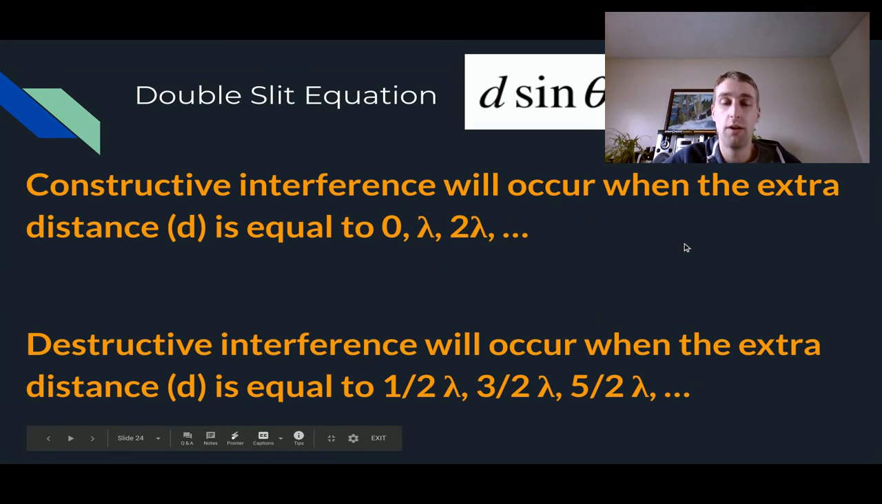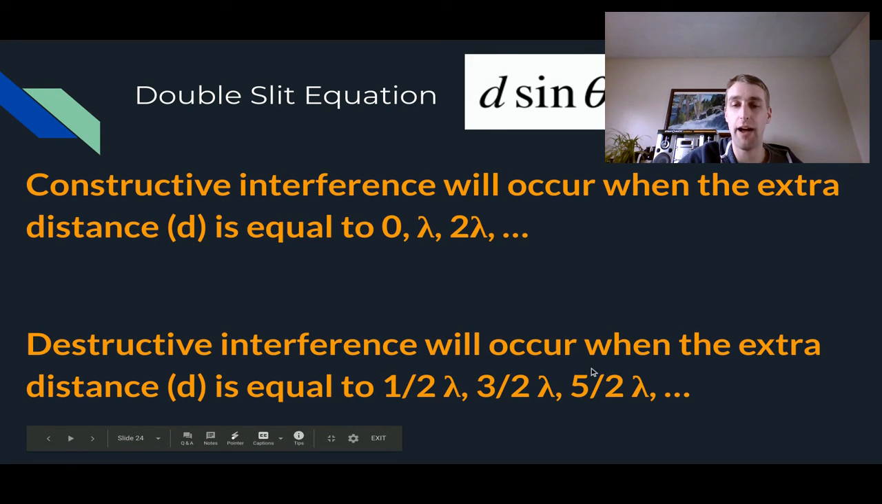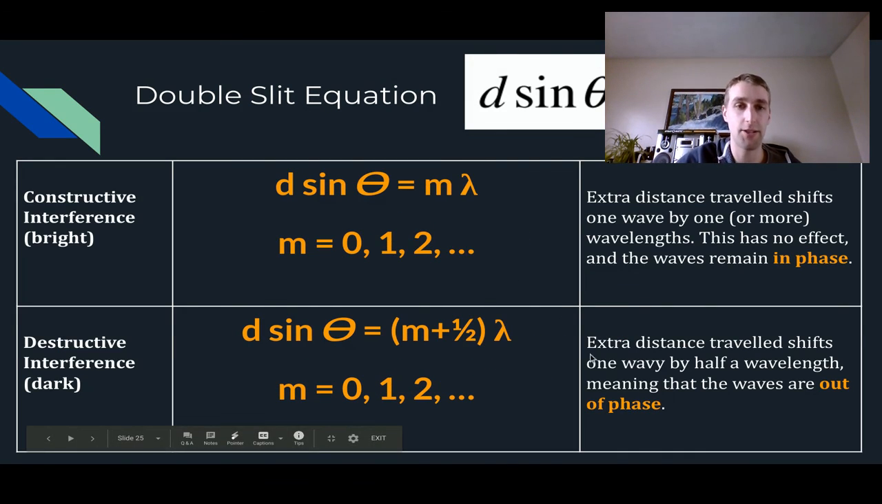So what do we do when we actually use this equation? You have to remember that d sine theta, the left side of the equation, is equal to the extra distance traveled by one of the rays. So if you want to find a bright spot, set the extra distance equal to m lambda, a whole number multiple of the wavelength. If you want to see destructive interference, where the waves are out of phase and cancel each other out, you want to set the extra distance equal to half lambda, 3/2 lambda, or 5/2 lambda, which just looks like this.